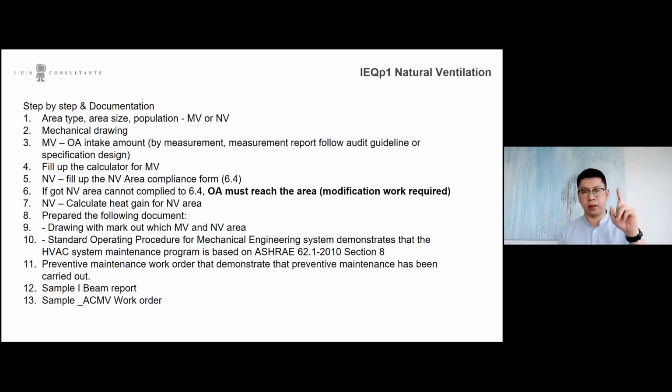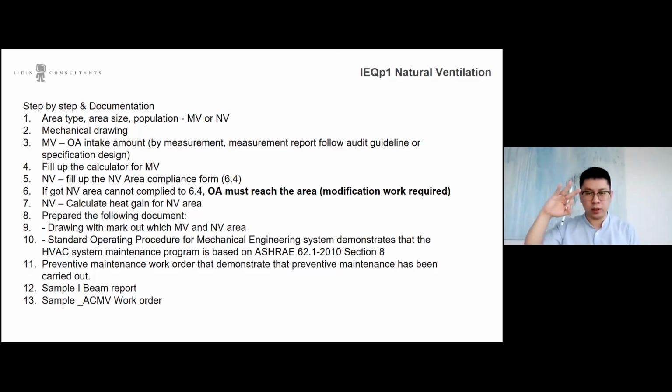That's step number 1. Step number 2, we need the mechanical drawing. So prepare the mechanical drawing, look at the area, look at the system design. And third step, we solve for mechanical ventilation area first. So we look at the OA intake amount. We can do it by measurement or by design. By measurement, we have to follow the audit guideline. We have to measure the input.